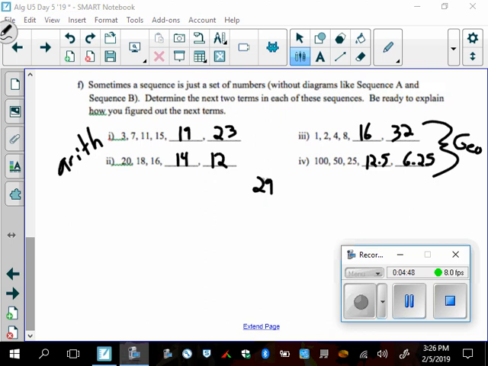Okay, so the first two were adding patterns. Here I was adding 4 in between each term. Here I was adding negative 2, or you can think of it as subtracting 2. Over here, you'll notice the difference between them is changing. Difference of 1, difference of 2, difference of 4.